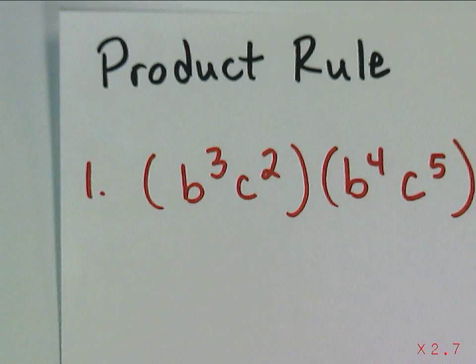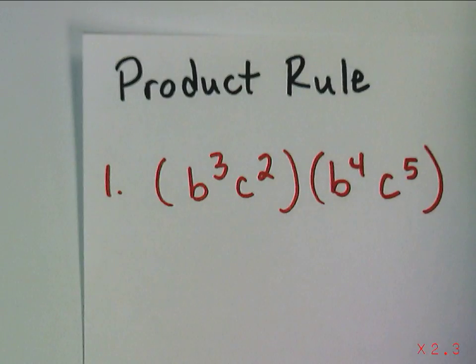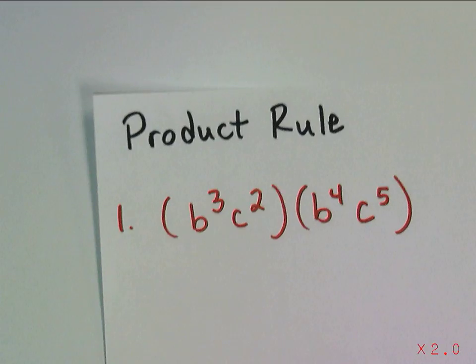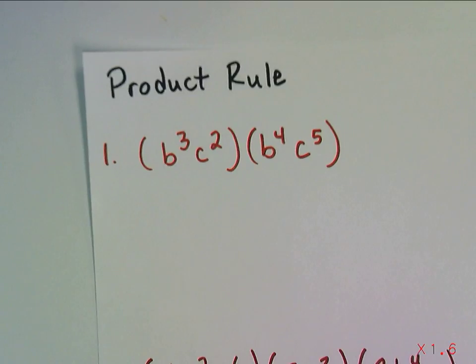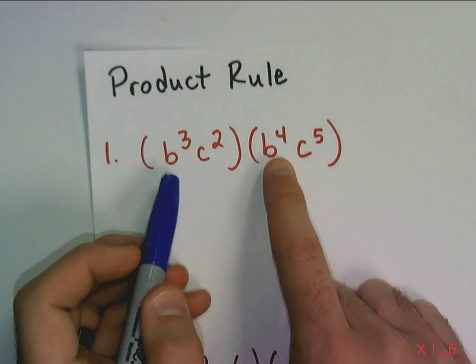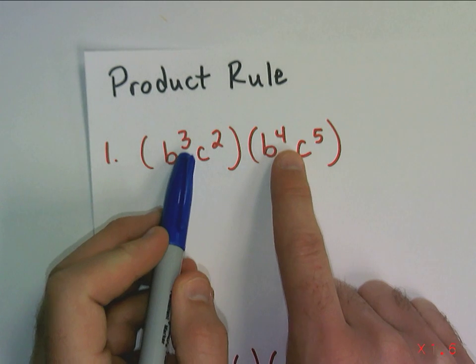So, product rule. The first one we have is b to the third times c squared, multiplied by b to the fourth times c to the fifth. Based on the exponent rule, we have to look for similar bases, and if we have similar bases, we can add those exponents together.